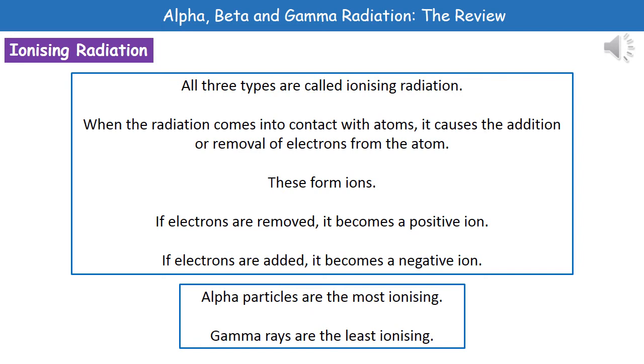So we have a pattern again to remember here in terms of which is the most ionizing. The alpha particles are the most ionizing, and our gamma rays are the least ionizing. So it's the opposite of their penetration power. So the most ionizing is alpha, the least ionizing is gamma.